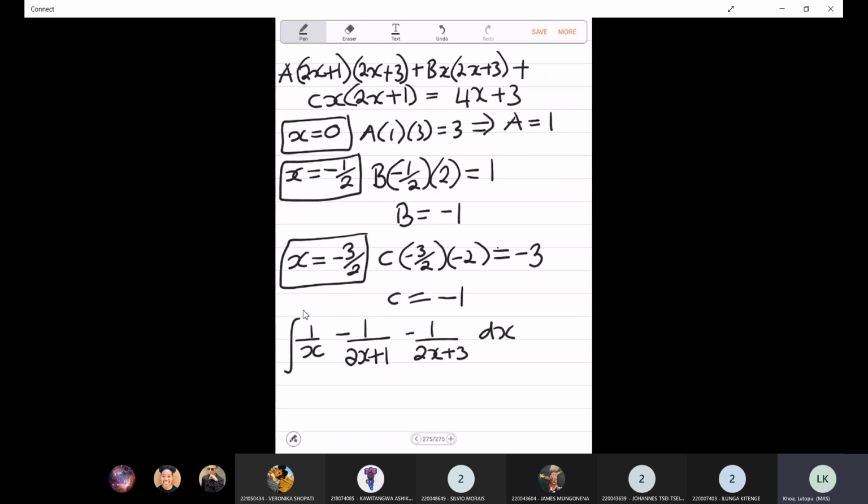Okay, so again, these are very simple to integrate. So the integral of 1 over x is ln of x. The integral of this is minus a half ln of 2x plus 1. And the last one is also minus a half ln of 2x plus 3, and then we add our constant of integration.